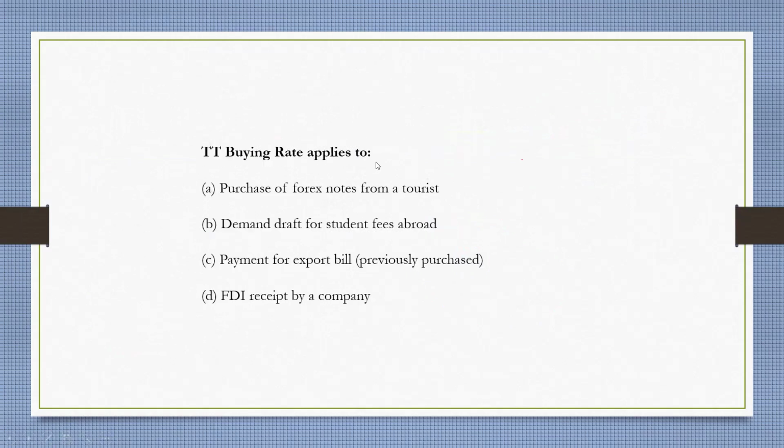TT buying rate applies to: purchase of forex notes from a tourist, demand draft for student fee abroad, payment for export bill previously purchased, FDI receipt by a company. Let's see the right answer. Correct answer is C. So for payment for an export bill which was previously purchased, the TT buying rate will be applied. And other than that, like demand draft, selling rate. Purchase of forex notes, selling rate. FDI receipt, selling rate. So everywhere it is selling, only here it will be buying.